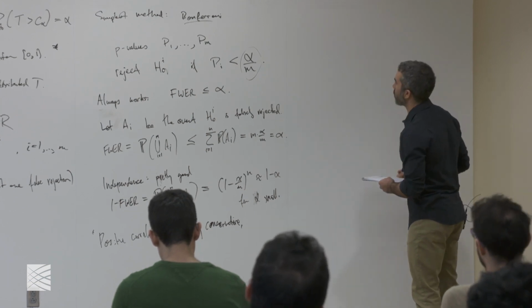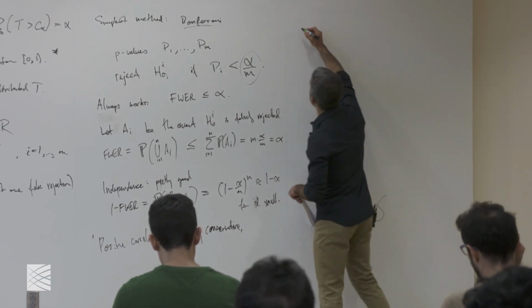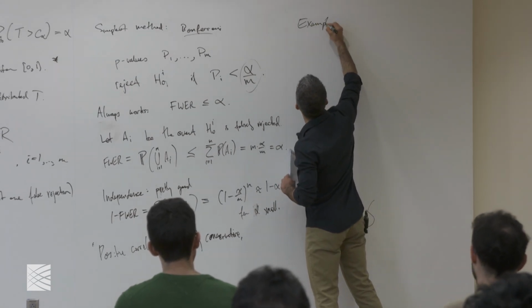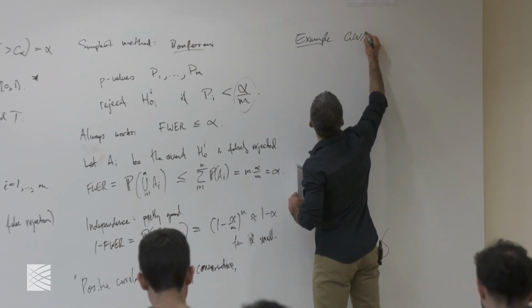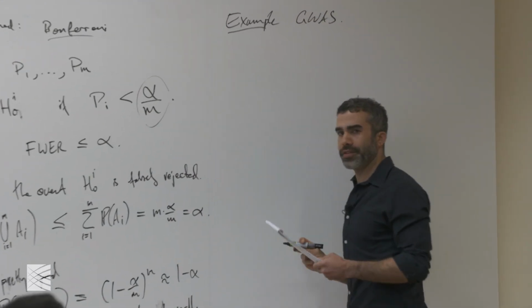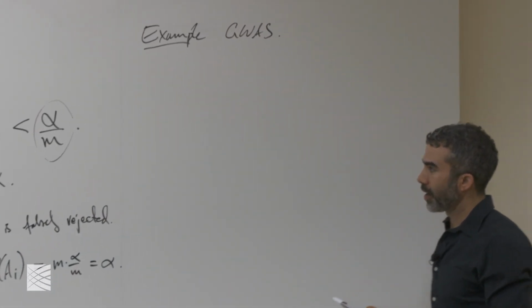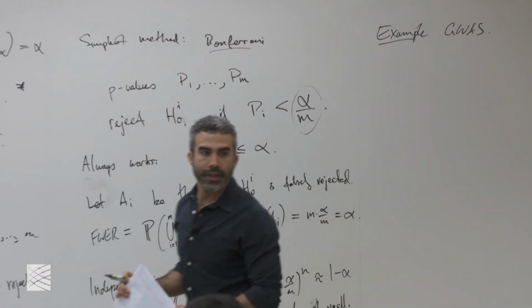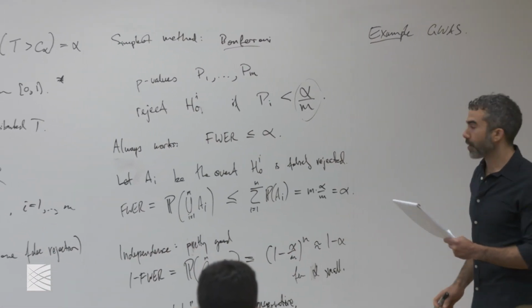And something somewhere in between is sort of a key example of all this, especially in this building: genome-wide association studies. I'm going to say a few words about this and how it relates to family-wise error rate and Bonferroni correction.